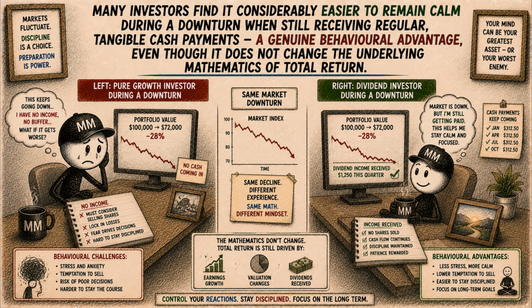The psychological benefit, distinct from the purely mathematical one. Many investors, particularly those without extensive investing experience, find it considerably easier to remain calm and avoid panic selling during a market downturn when they are still receiving regular, tangible cash payments from their portfolio, compared to an investor who must watch a pure growth portfolio's total value decline with no offsetting cash distribution to provide a sense of ongoing return. This is a genuine behavioral advantage, even though it does not change the underlying mathematics of total return.